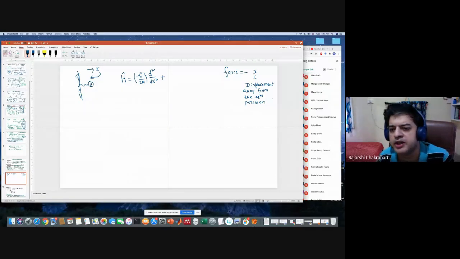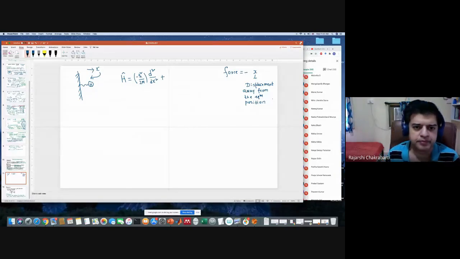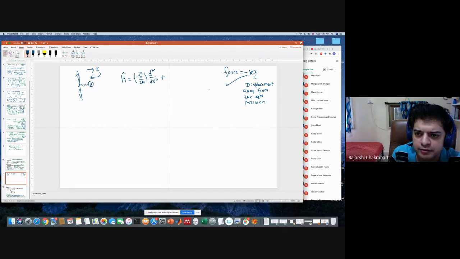Okay, this is displacement away from the equilibrium position. Is it clear? And there is a proportionality constant. I am calling it k, and k has a name. This is called force constant.